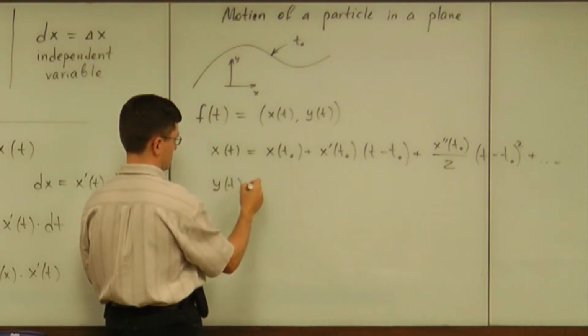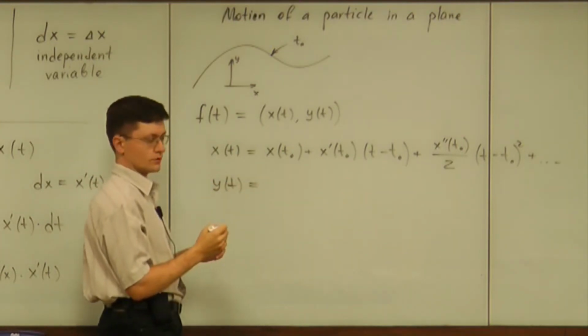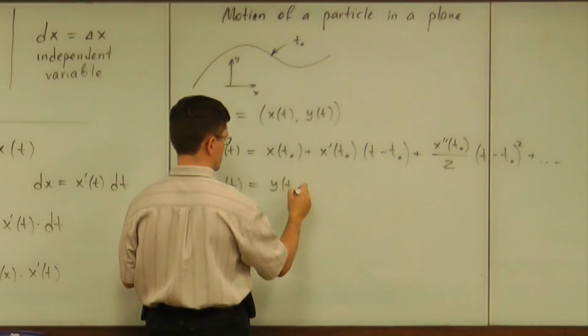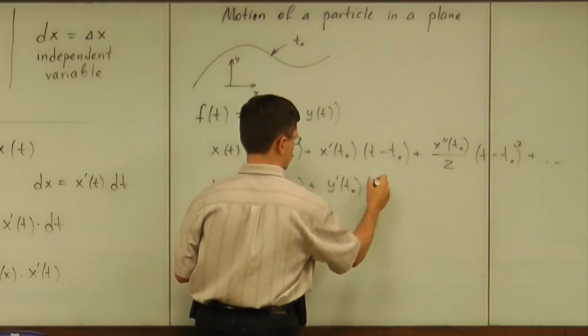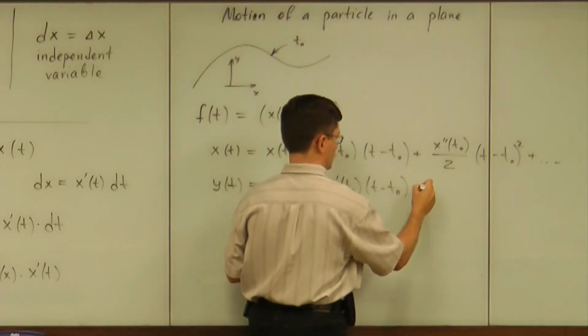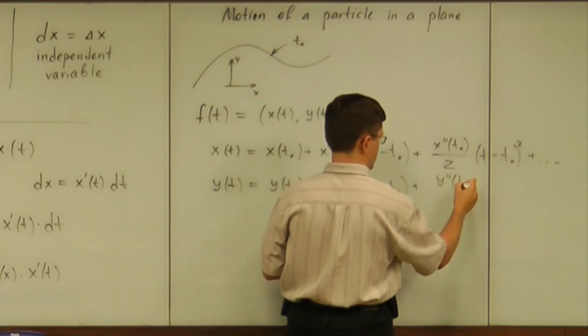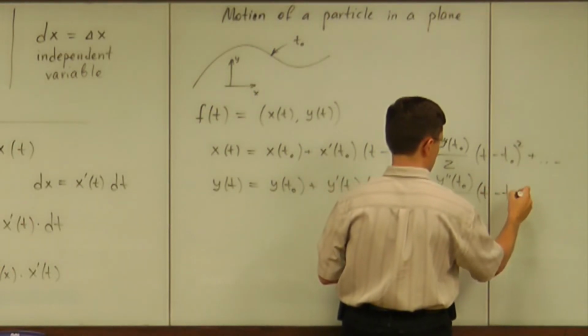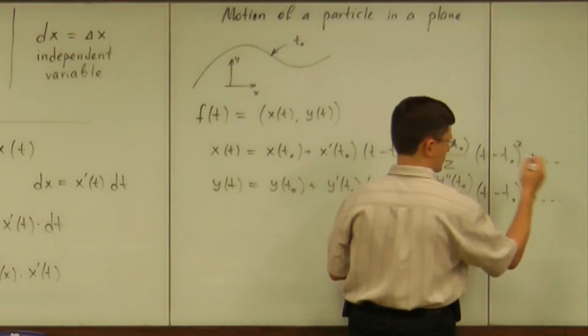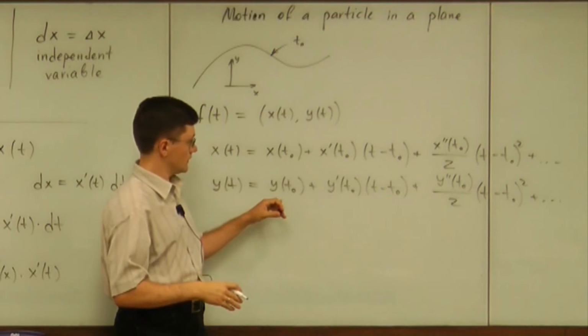Y of t can also be written as y of t0 plus y prime of t0 times t minus t0, plus the second derivative term, plus third, fourth, and so on.